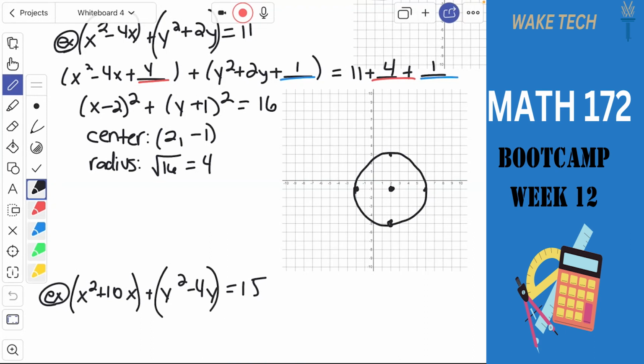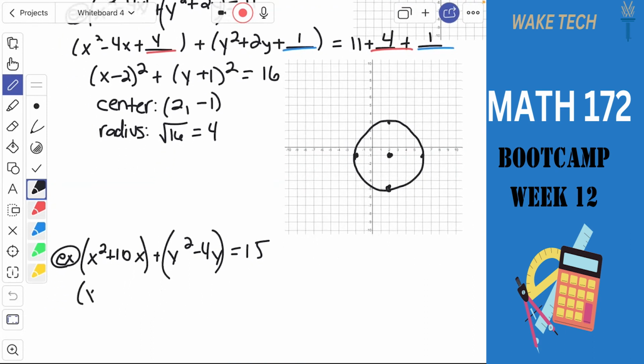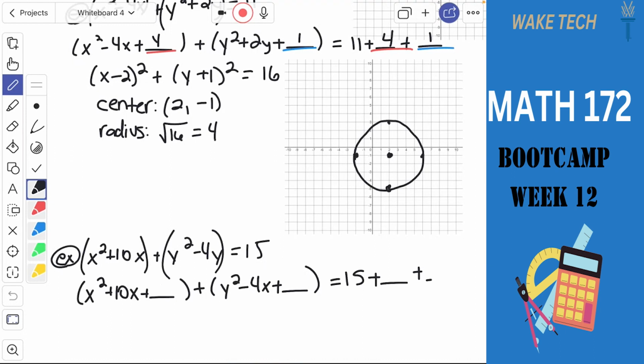So, to the group of x's, we need to add a new term. To the group of y's, we need to add a new term as well. Whatever we add on the left side of the equation, we are obligated to add on the right side. To figure out the new term for the x's, we'll take half of 10, which is 5, and square it to get 25. For the y's, half of -4 is -2. Square that to get 4.